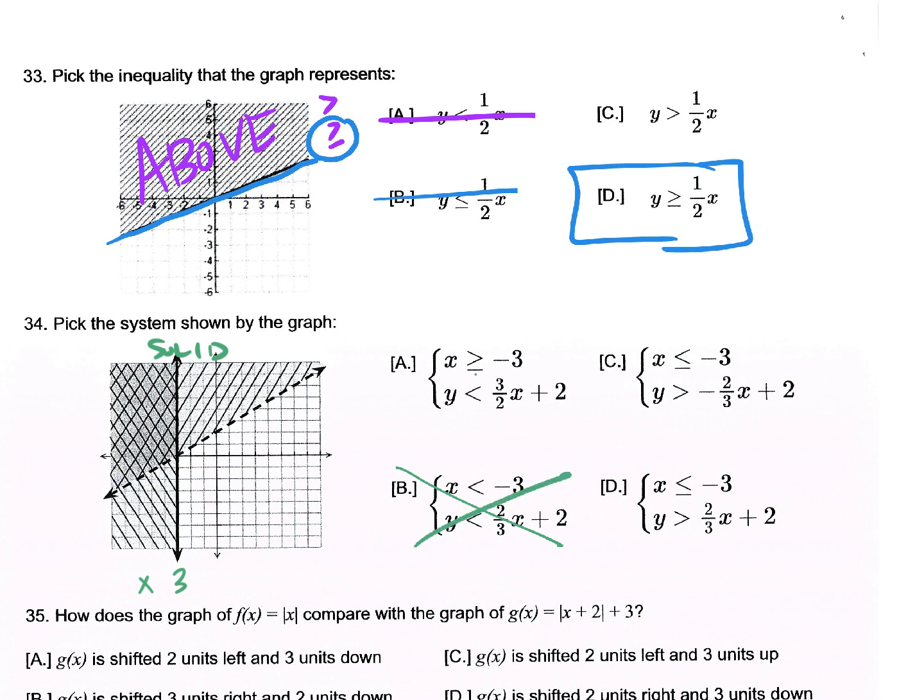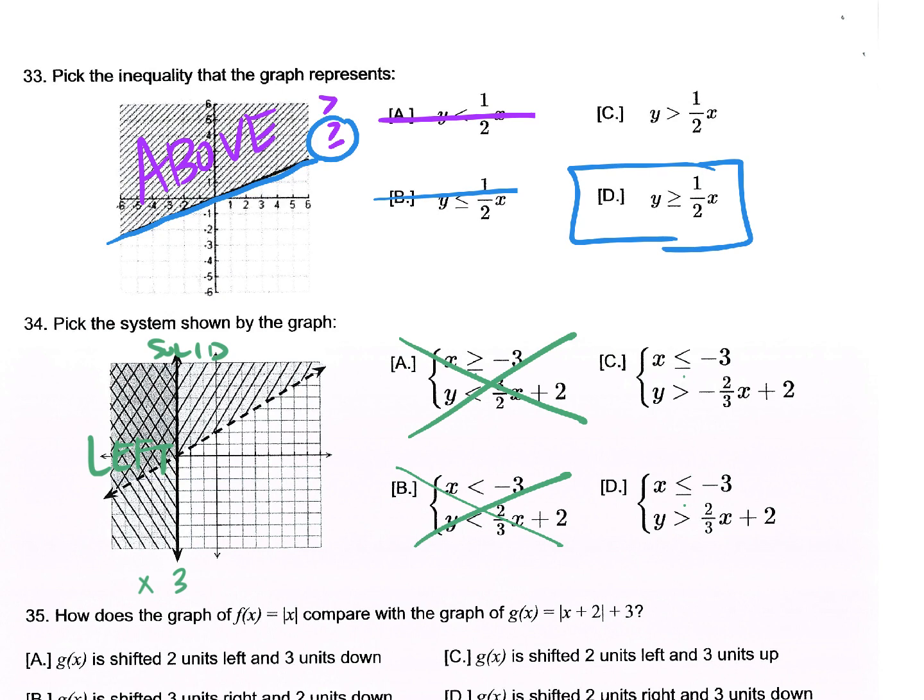The other 3 are pretty much the same, with the exception of the inequality symbol. So that left-hand side is what's actually shaded. So we're shaded on the left, which means that our inequality symbol for the vertical line is less than. So that means option A is out.